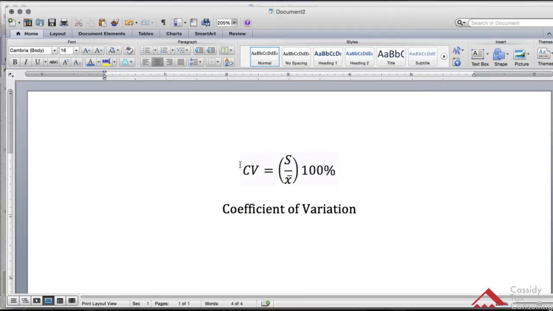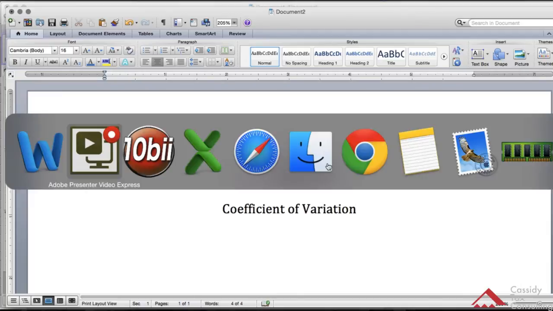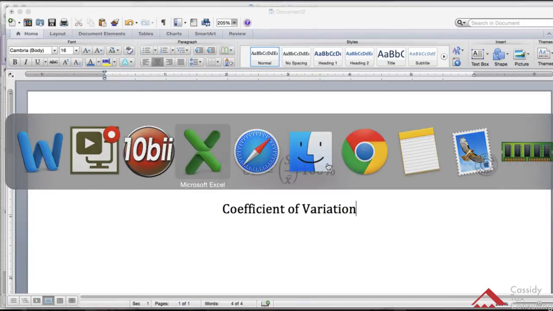This is the formula right here for the coefficient of variation. It's the CV, which is coefficient of variation, equals the standard deviation divided by the mean. And then you multiply that by 100% in order to get the coefficient of variation. So I'm going to show you how to do that.